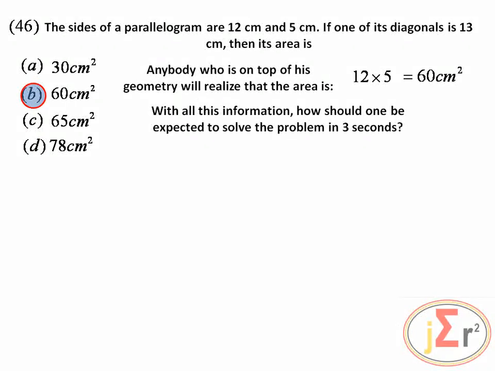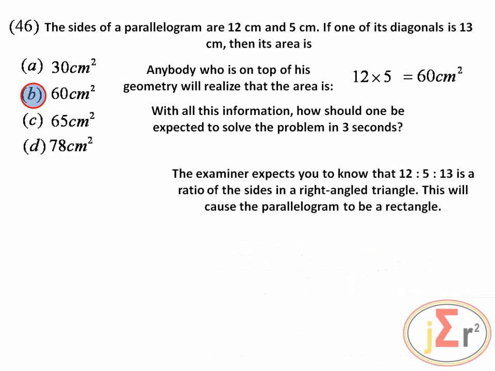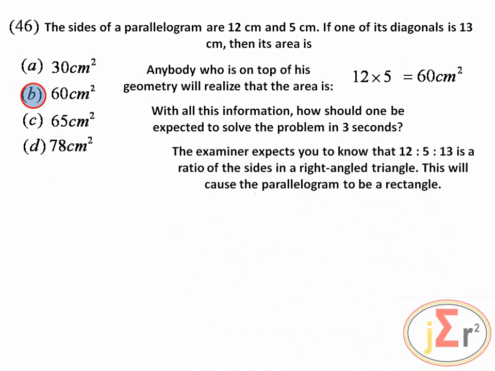With all this information, how should one be expected to solve the problem in 3 seconds? Let us take a look at how, if you are on top of your geometry, you should be able to solve this problem in 3 seconds. The examiner expects you to know that 12, 5, 13 is a ratio of the sides in a right-angled triangle. This will cause the parallelogram to be a rectangle, and we know that the area of a rectangle is equal to length multiplied by width.